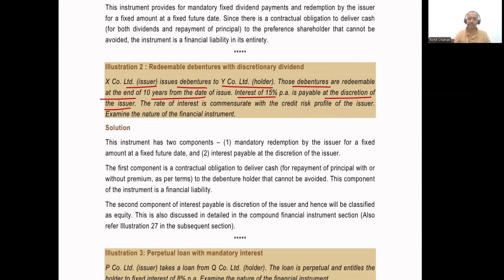All right, so interest is going to be paid at the discretion of the issuer. If the issuer wants to pay interest, it has to pay 15%. Otherwise, it is not obligated to pay interest to the holders. The rate of interest is commensurate with the credit risk profile of the issuer. The question is, examine the nature of the financial instrument.